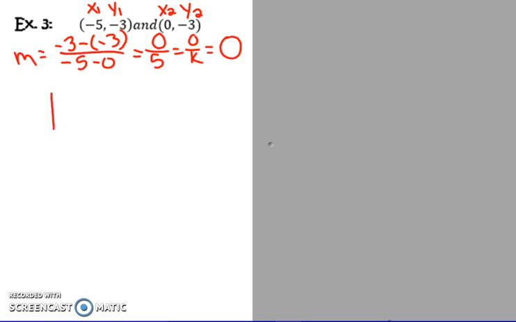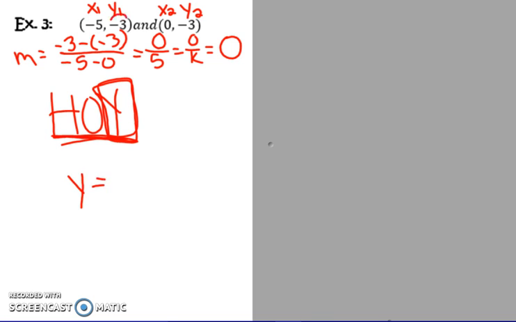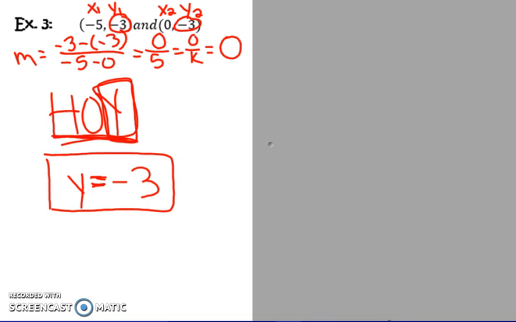Again, if we remember back, this tells me when I have a 0 slope, I need a y equals equation. So my equation is going to be y equals, both my y's are negative 3, so y equals negative 3. There is no x. I'm not going to put 0x out in front because 0 times x is always going to be 0. Even though this was my slope-intercept form of my equation, this is also my standard form of my equation.